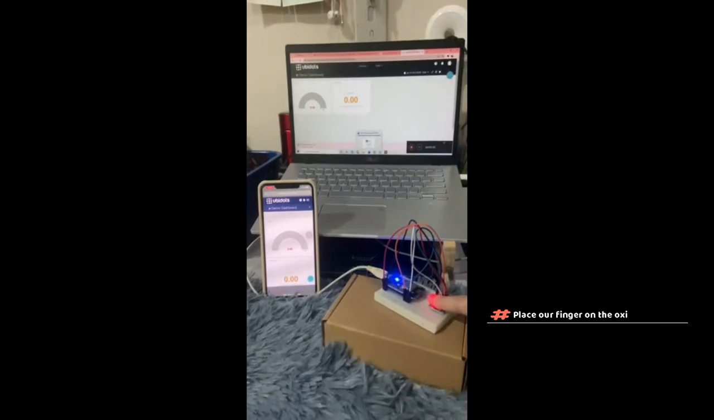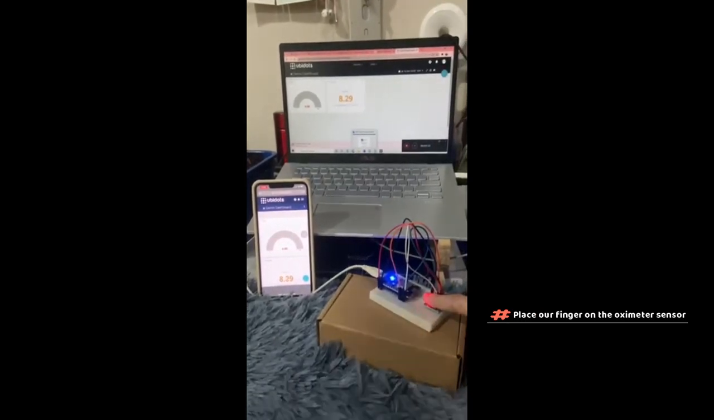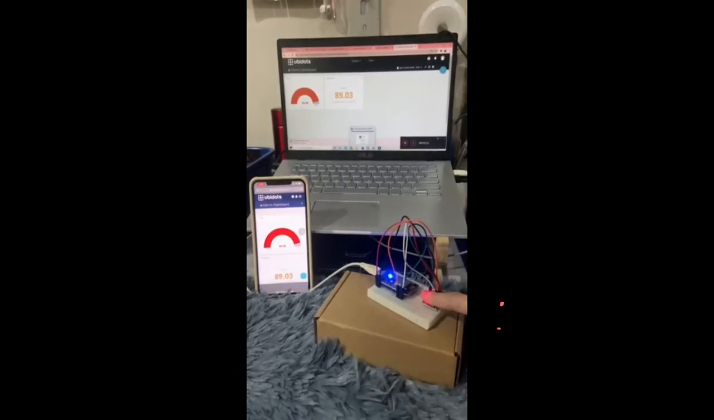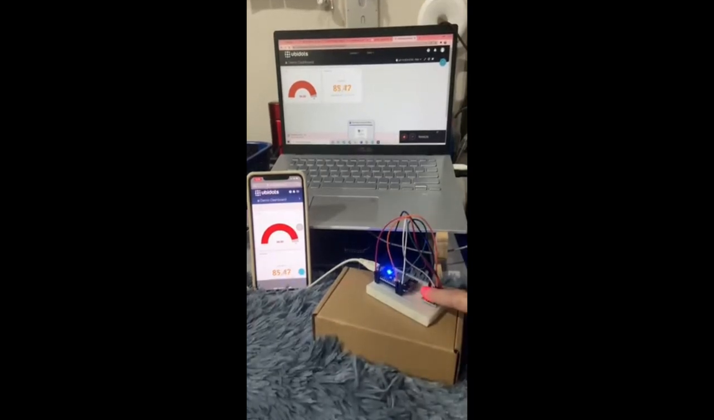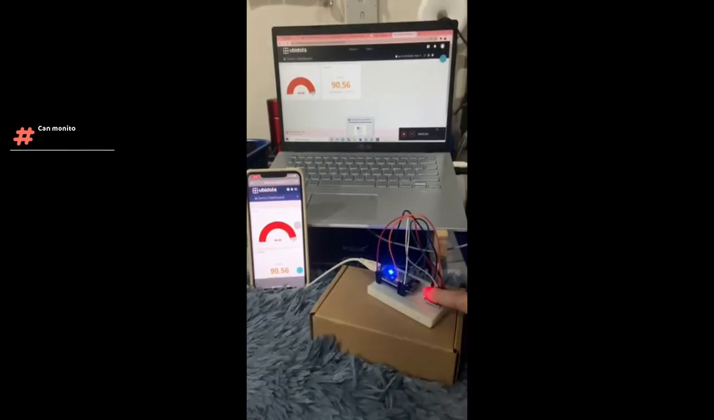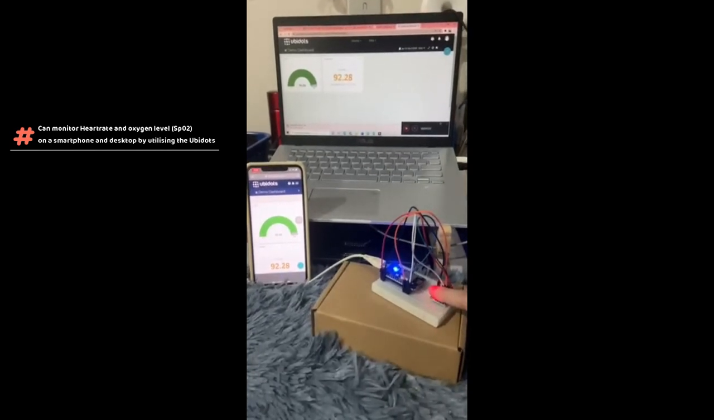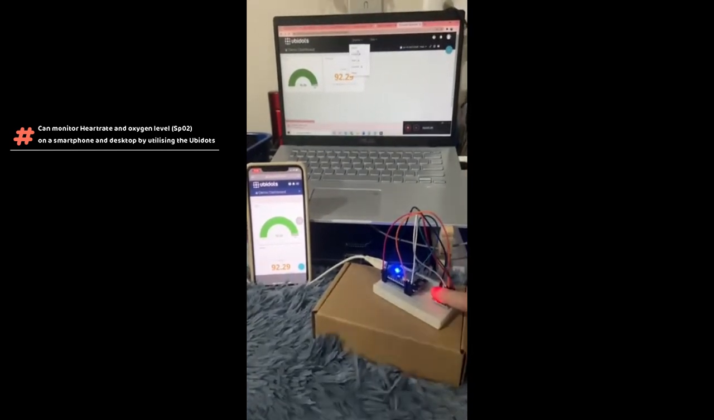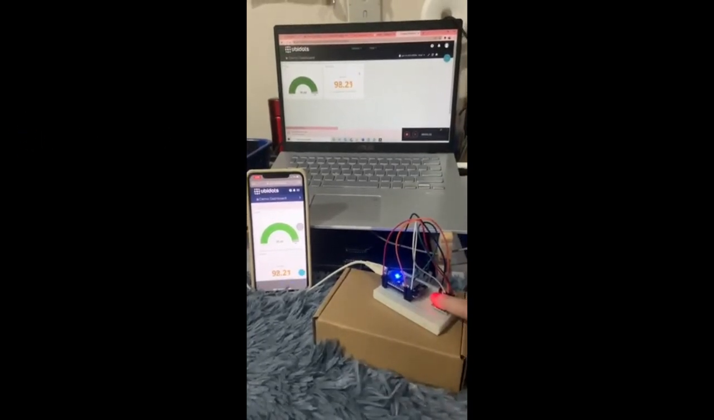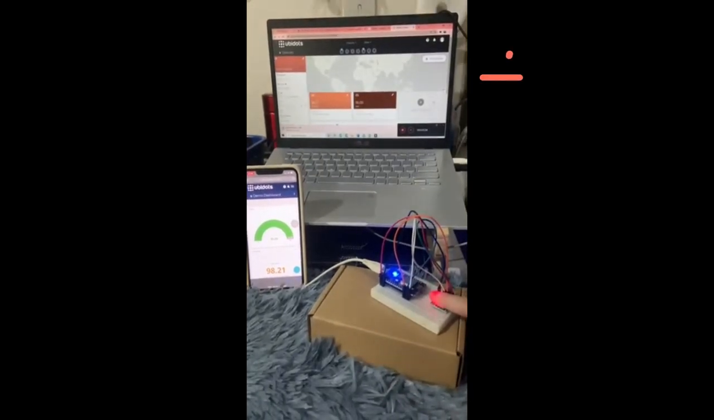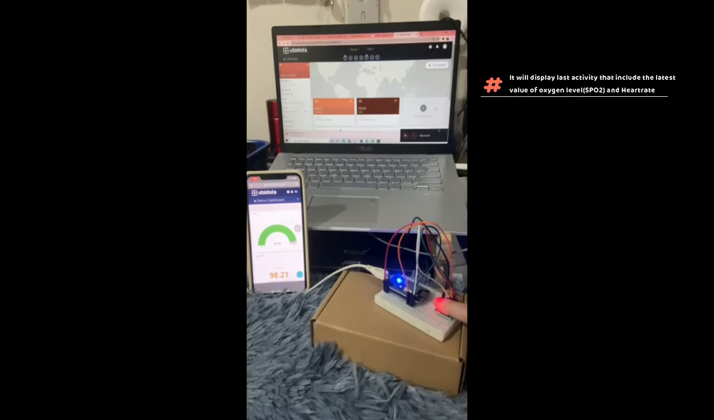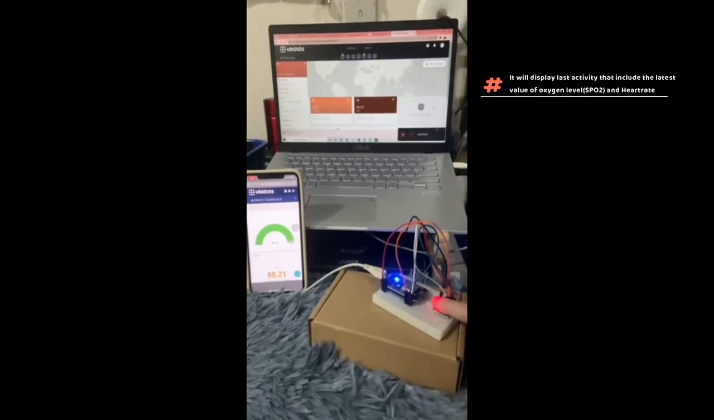Now, I will show you the demo for this project. After we place our finger on the oximeter sensor, we can see the values of heart rate and oxygen level displayed on the demo dashboard. At the device, it will display the last activity that includes the latest value of oxygen level and heart rate.